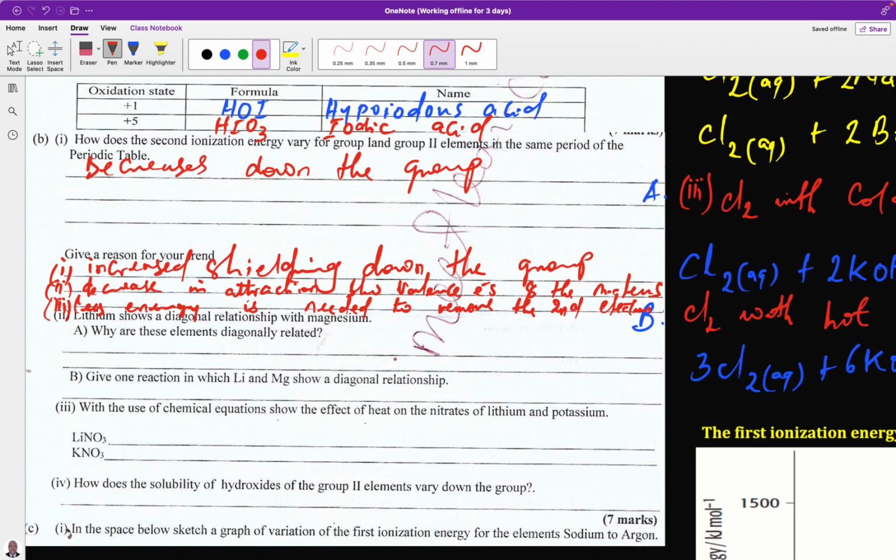Now, how does the second ionization energy vary down the group? I said it decreases down the group. The reason is that increased shielding down the group leads to a decrease in attraction between the valence electron and the nucleus. For that purpose, less energy is needed to remove the second electron.